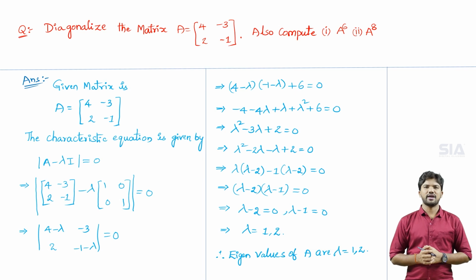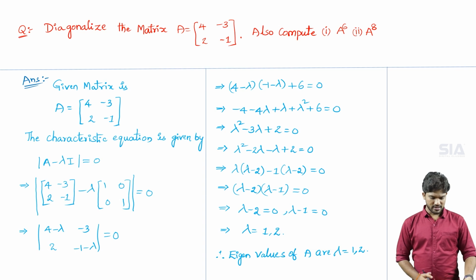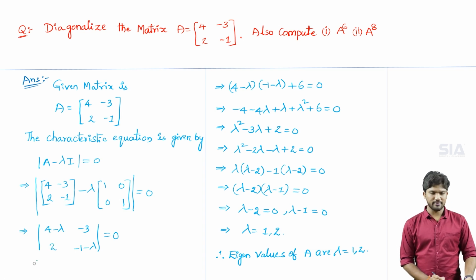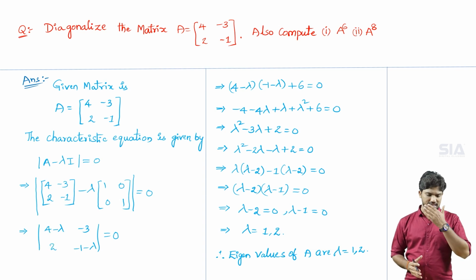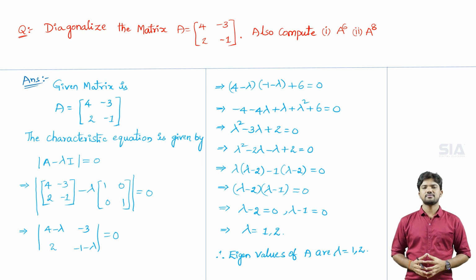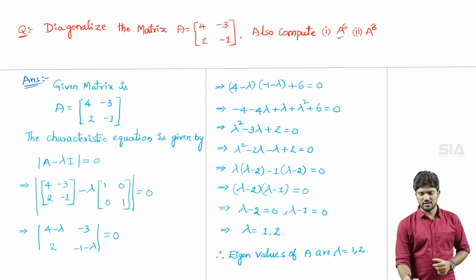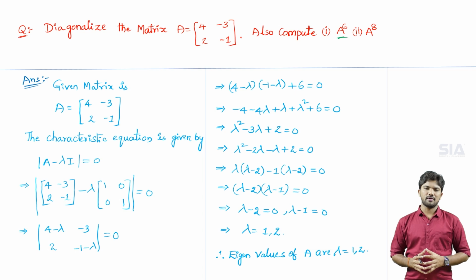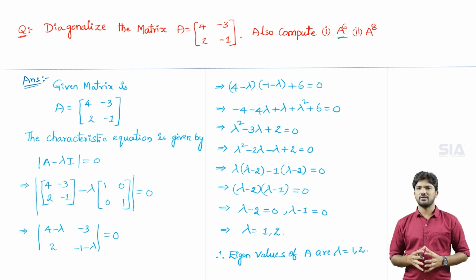So in this lecture, we are going to discuss the 2 by 2 matrices diagonalization. So far we discussed the diagonalization of the 3 by 3 matrices. Now in this lecture we are going to discuss 2 by 2 matrices diagonalization, and we have to find out the values of A power 6 and A power 8.